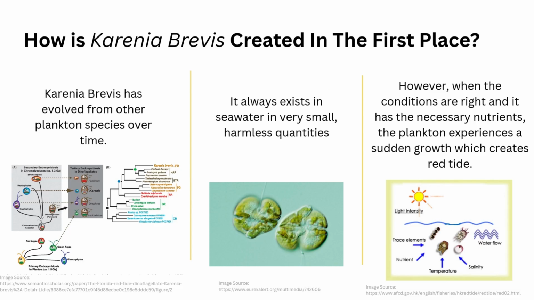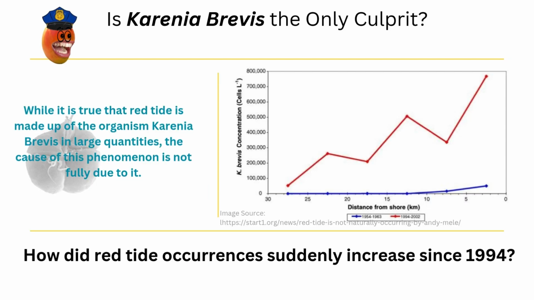How is Karenia brevis created in the first place? Karenia brevis has evolved from other plankton species over time. It always exists in seawater in very small but harmless quantities. However, when the conditions are right and it has the necessary nutrients, the plankton experiences a sudden growth which, lo and behold, creates red tide.